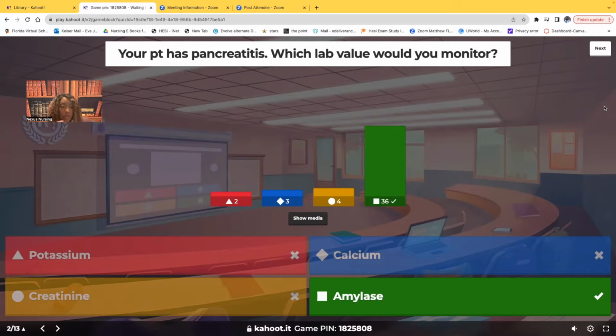Let's talk about the other choices. Potassium, the normal range is 3.5 to 5. Anything outside of that normal range, you're going to be concerned about cardiac dysrhythmias. Calcium, we love calcium. Calcium makes the bone strong. When it's low in the bloodstream, the patient can have tetany, they can have muscle and nerve irritation. Creatinine is specific to the kidneys, and of course amylase again, guys, is an enzyme that is produced by the pancreas and the salivary glands.